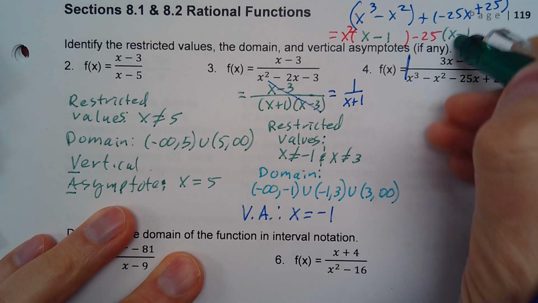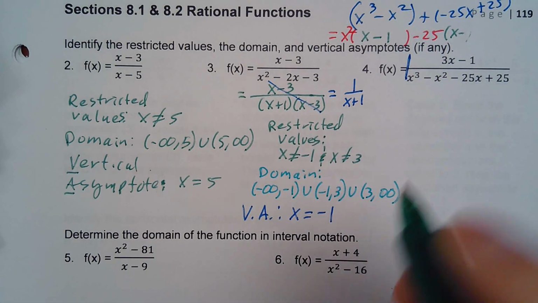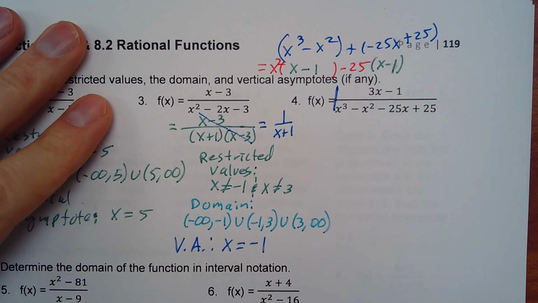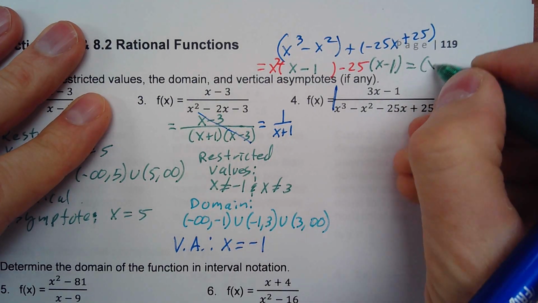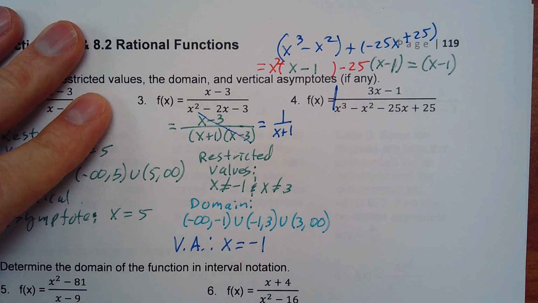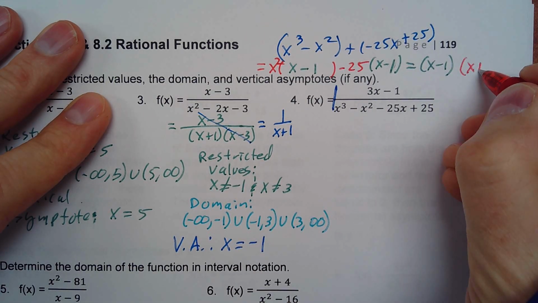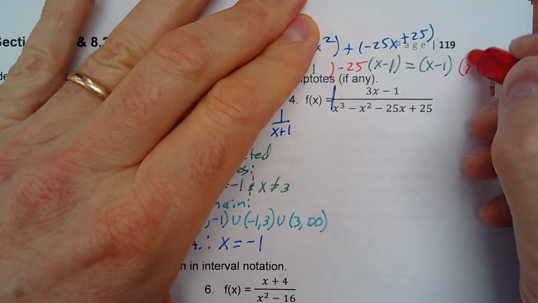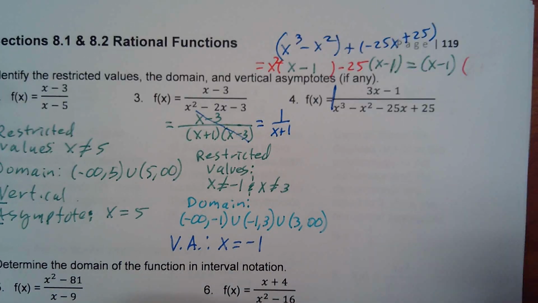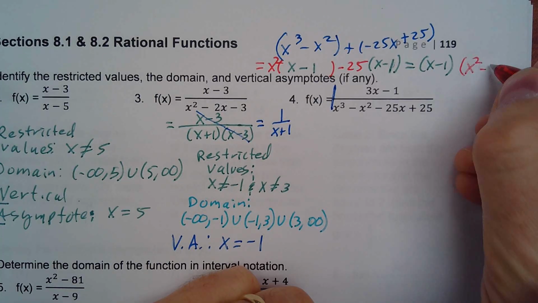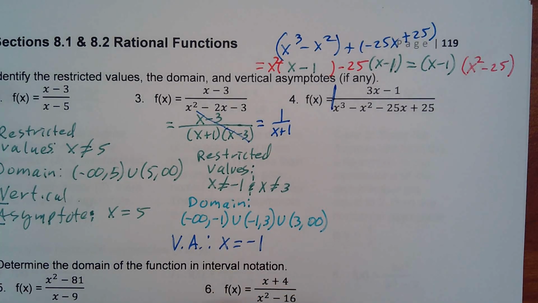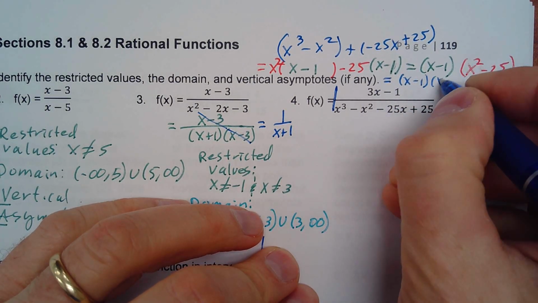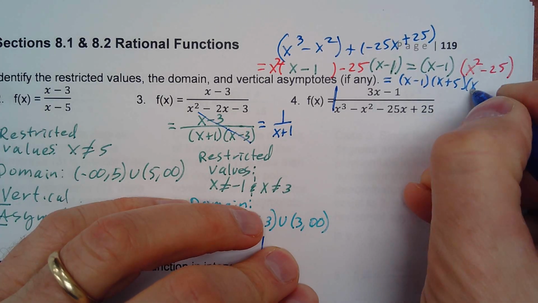And let's see if I can write that a little bit better. Then my two pieces have a common factor of x plus 1, or sorry, x minus 1, excuse me. My leftovers are going to be x squared minus 25. But then, we can factor that into x plus 5 times x minus 5.